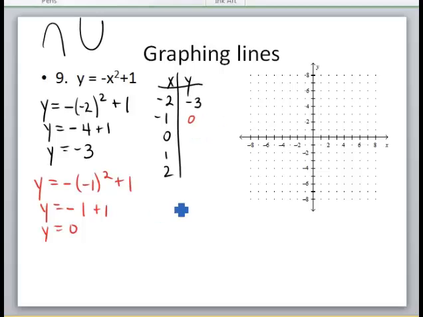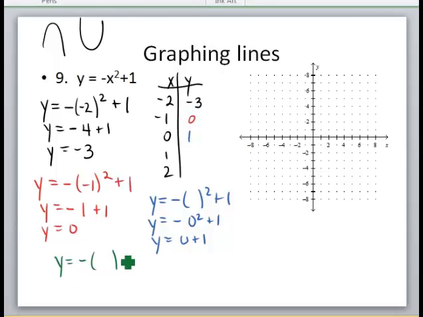The next one, I have y equals negative parentheses squared plus 1. I will put 0 in, so I have negative 0 squared plus 1. This gives me 0 plus 1, which is 1. The next one, I have y equals negative parentheses squared plus 1. I'm going to put 1 in. 1 times 1 is 1, I put my negative out front, plus 1, y equals negative 1 plus 1 is 0, so that's also another 0, and you can see it's coming back up.